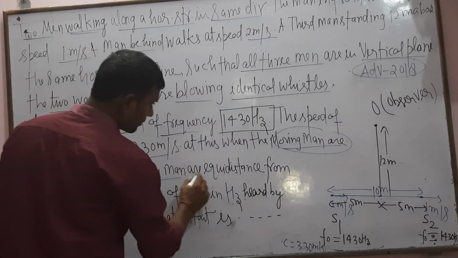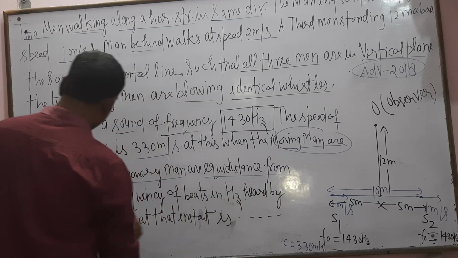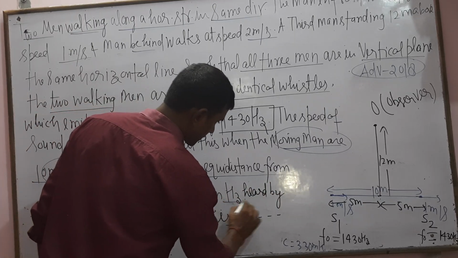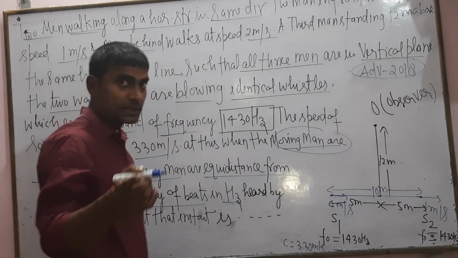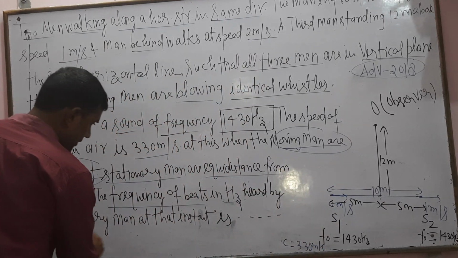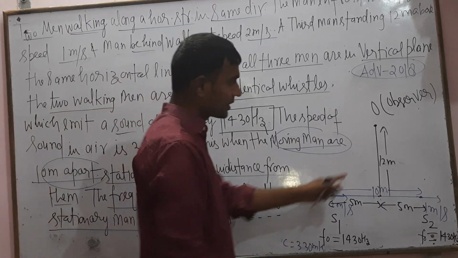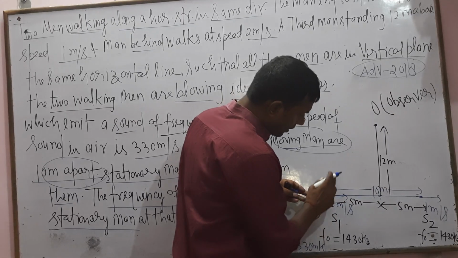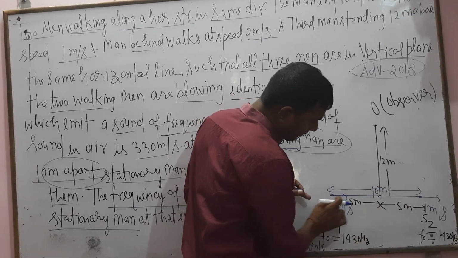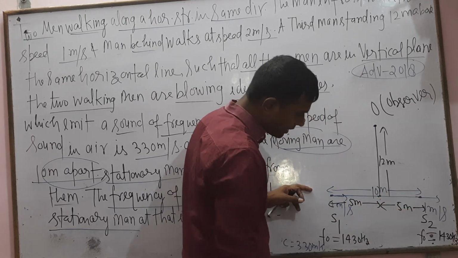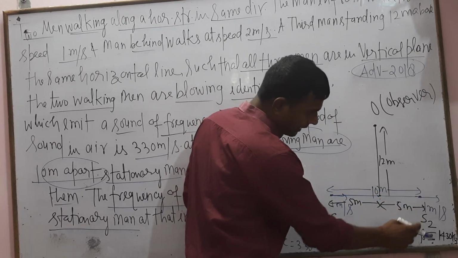The stationary man is equidistant from them. The frequency of beats in hertz is what the stationary man hears at that instant. This is the stationary man. If the sound source is here, the man is here, and the vessel starts here, the frequency will be the same, f0 and f0.